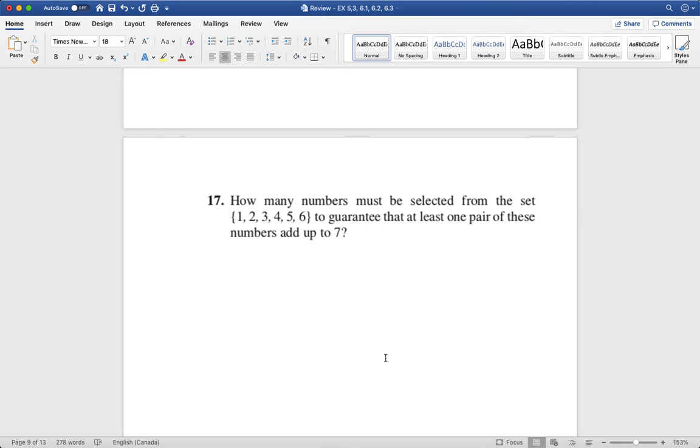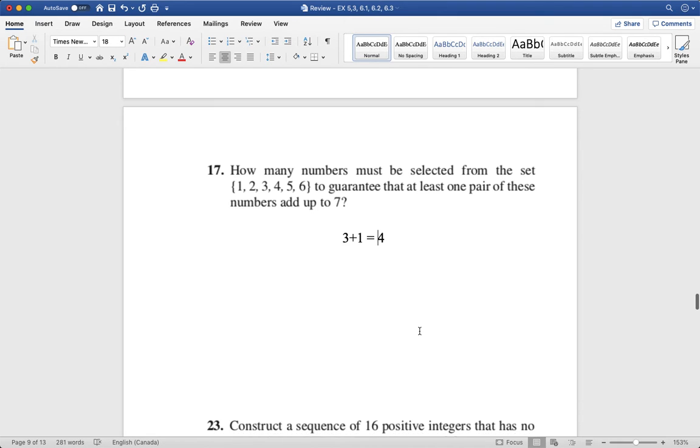Okay, so basically we have to select at least 4 numbers, right? Because, for example, we know that the 3 pairs will surely give us the number 7 when they are added together, but we want to show that it is guaranteed that there is at least one pair, so we basically add 3 plus 1, which equals 4.